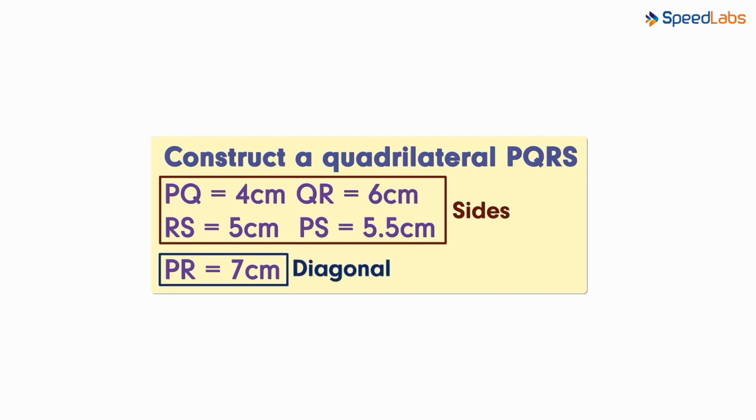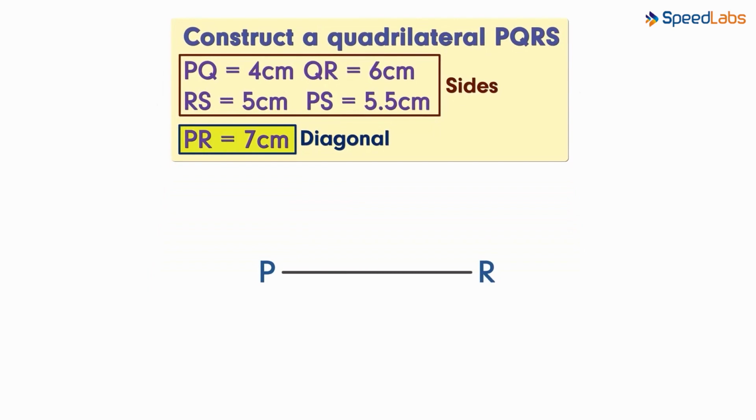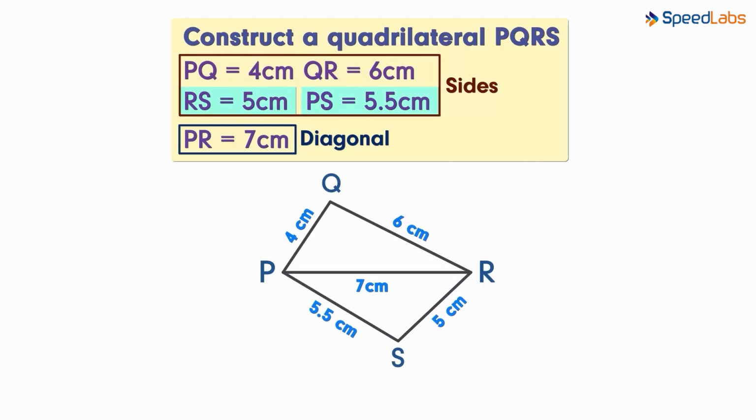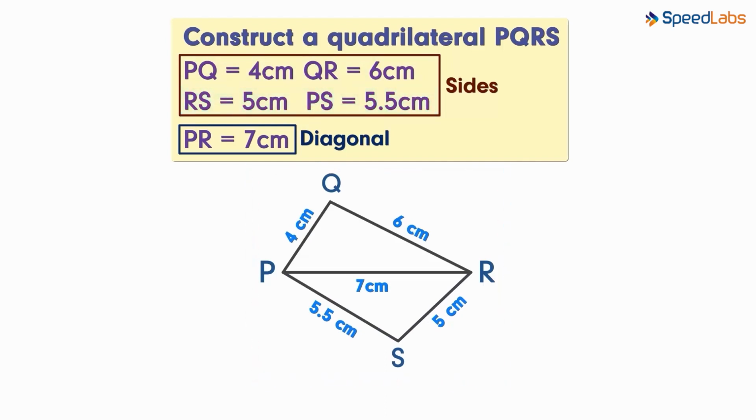Before we begin with the construction, it's always a good idea to draw the rough sketch of the figure we may get. Let's draw the diagonal PR first. It's 7 centimeters long. Then we draw PQ and QR, which are 4 and 6 centimeters long. And then we have PS and RS like this. This is how a quadrilateral would kind of look. Having the rough sketch in front of us makes it very easy to draw the actual quadrilateral.